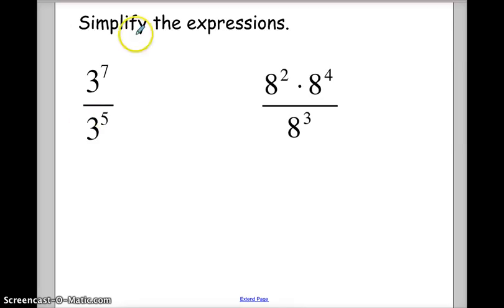Let's take a look. We can combine these two because they have the same base, and instead of it being a like in the example from the beginning, we have a squared because 7 minus 5 gives us 2. In the second example here, we're going to combine the bases and the exponents in the top to give us a numerator of 8 to the 6th, and then we have a denominator of 8 to the 3rd. We can use that property of subtraction with the exponents to give us a final answer of 8 cubed.